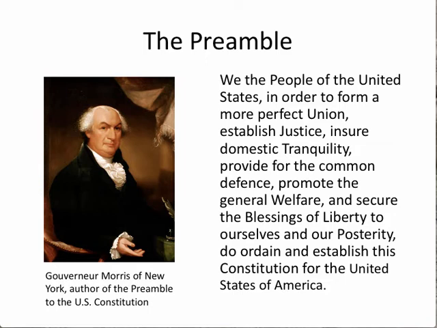In order to form a more perfect union, well, I think Morris probably had Shays' Rebellion in mind with that, and also with the next couple of clauses: establish justice and ensure domestic tranquility. In other words, trying to create a framework of government that would lead to a peaceful and orderly and harmonious society. Provide for the common defense, that is, Army, Navy, protecting the people. Promote the general welfare. This is actually a very important clause, I think.